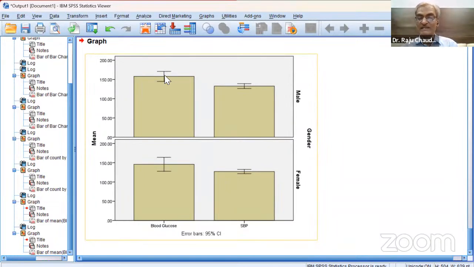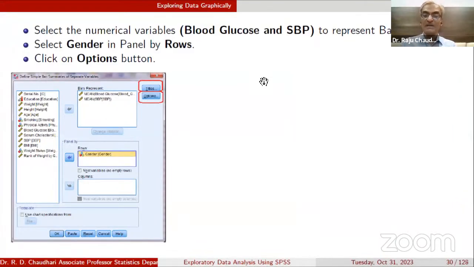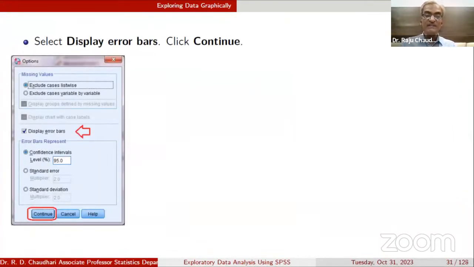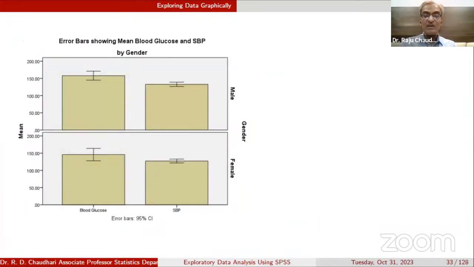This is the center value, which is the mean. This is the lower limit of the confidence interval, and this is the upper limit. That means that much is the error, the allowable error. So this is how we can create the error bar chart using these options. These are the steps for this.